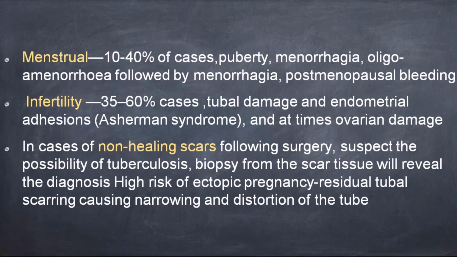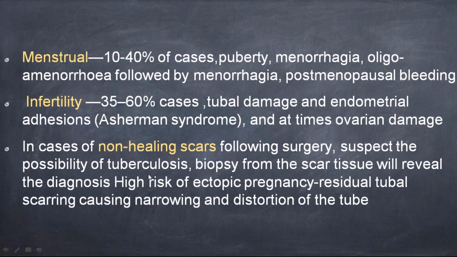Next, menstrual symptoms. Menstrual symptoms are either menorrhagia, oligomenorrhea followed by menorrhagia, or postmenopausal bleeding. These can all occur. And the most common presentation will be infertility. In any case of genital tract tuberculosis, infertility can occur in 30% of cases. Tubal damage and endometrial adhesions, Asherman syndrome, and at times ovarian damage can occur, which leads to infertility. In cases of non-healing scars following surgery, suspect the possibility of tuberculosis, and biopsy from the scar tissue will reveal the diagnosis.